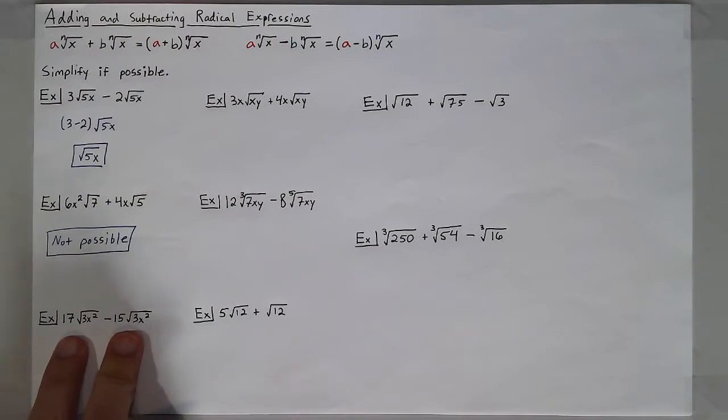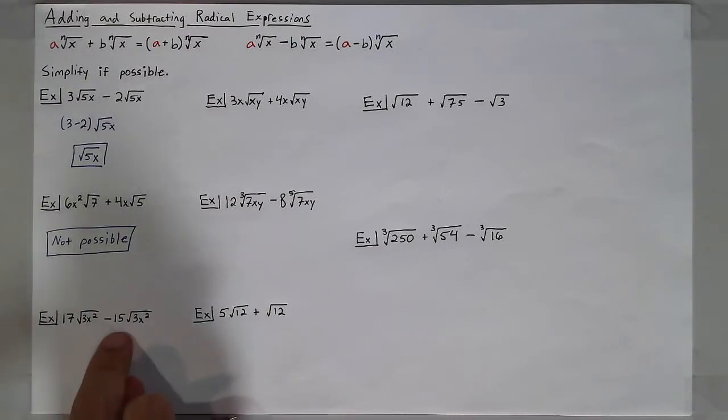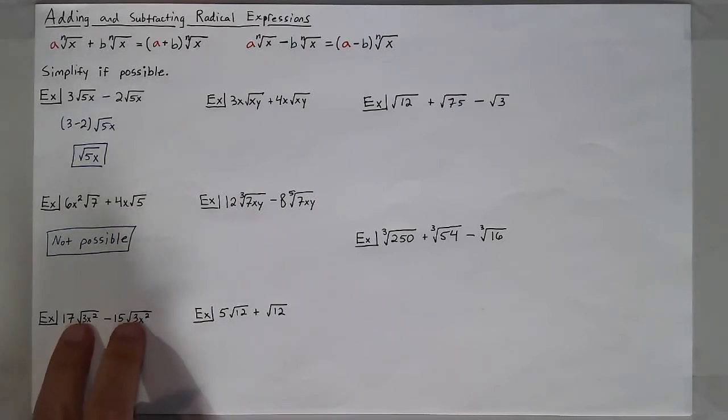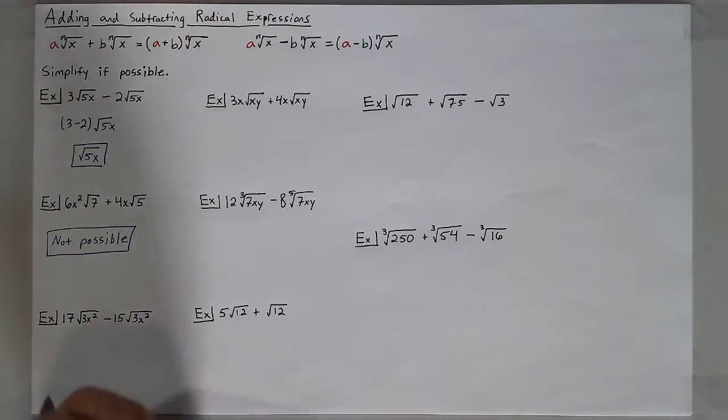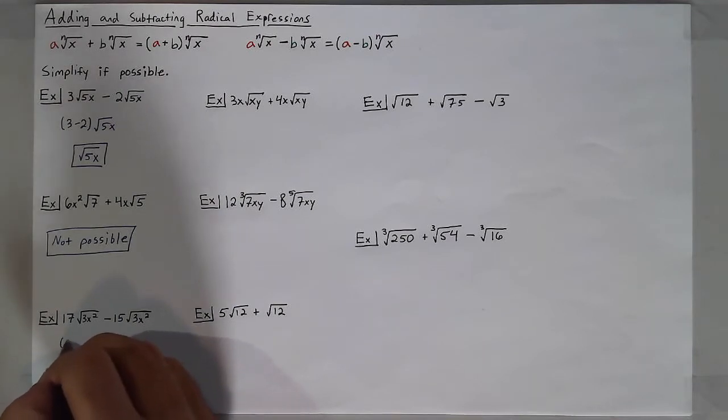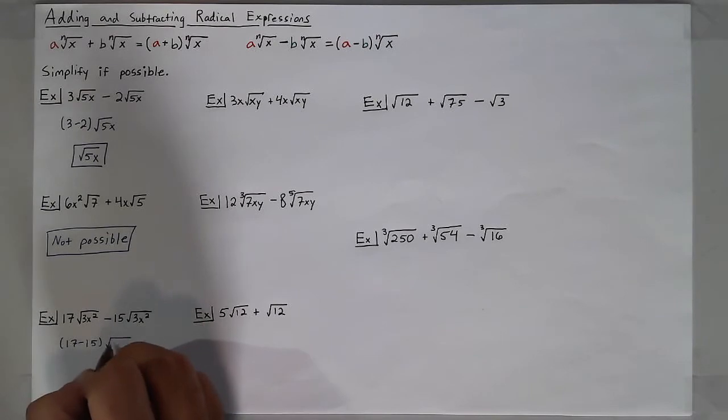Next example down here, we have 17 square roots of 3x squared minus 15 square roots of 3x squared. Now they're both square roots, so their indices match, and their radicands also match because they're both 3x squared, so we can combine these two. We'll end up having 17 minus 15 square roots of 3x squared. 17 minus 15 is 2 square roots of 3x squared.